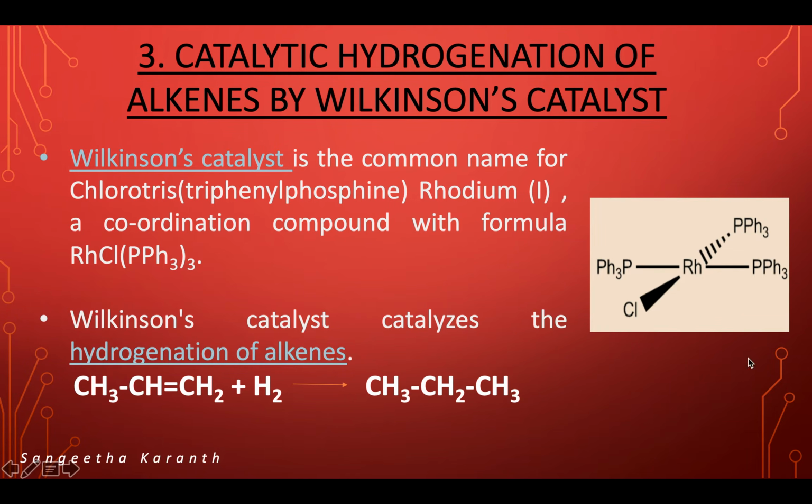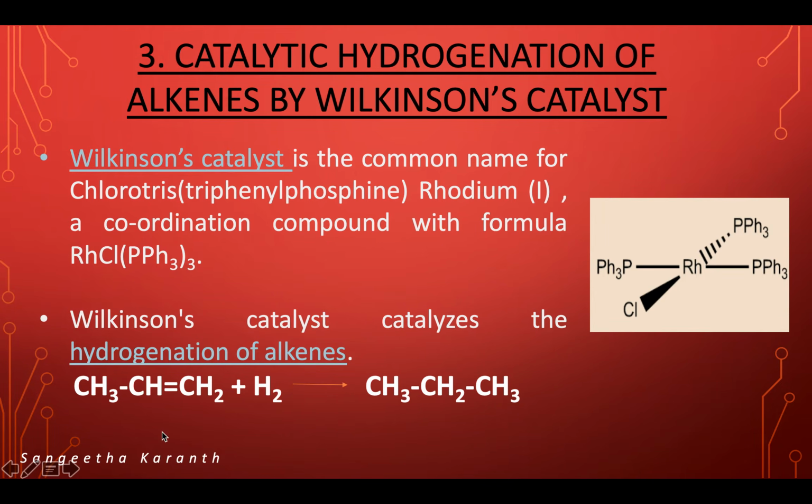What is the charge on rhodium, or the oxidation state? Here chloro is -1, so rhodium will have the charge of +1 because the overall charge on this complex is 0, it is a neutral complex, right? So we name the complex as chloro tris(triphenylphosphine)rhodium(I), or in common we call it Wilkinson's catalyst. It is used in the hydrogenation of alkenes.